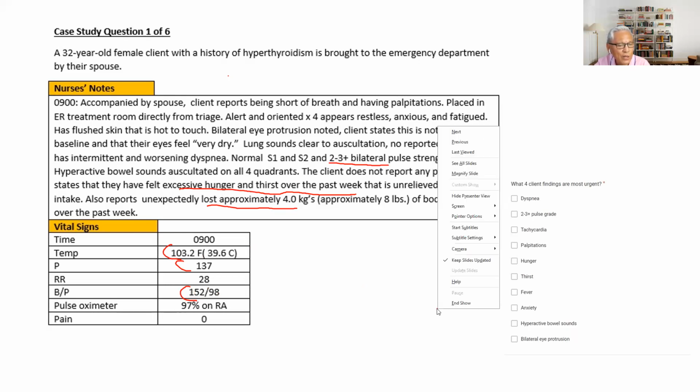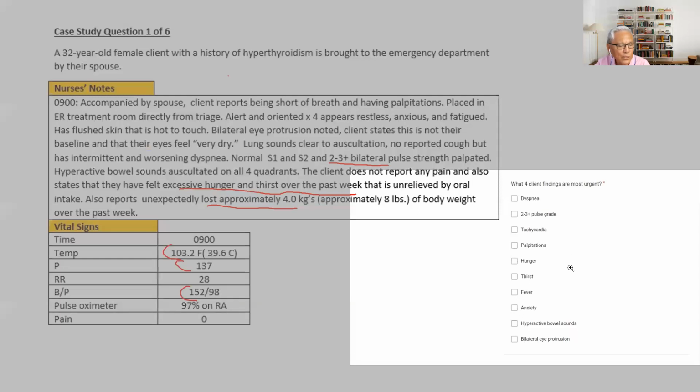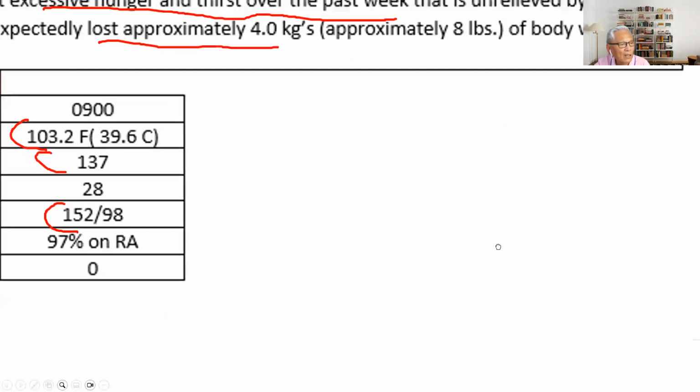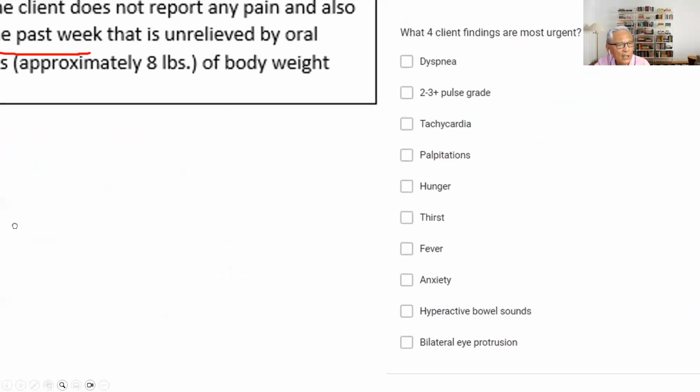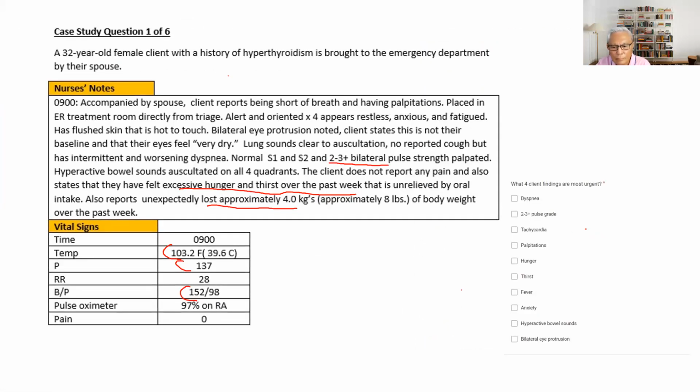All right. So let's go now to the question. And the question is, what four findings are going to be most urgent? And you have a poll with that one. So we're only looking for 4.